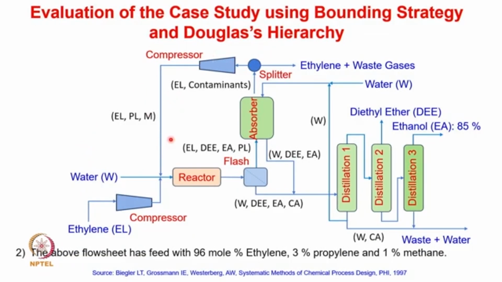So in this particular case study, you can see that this flow sheet is primarily for the case when the ethylene has a purity of 99.996%. But in the given problem statement, the ethylene feed has 96 mole percent ethylene, 3% propylene and 1% methane. So how to accommodate this actual flow sheet for this changed feed condition is what we are trying to understand.